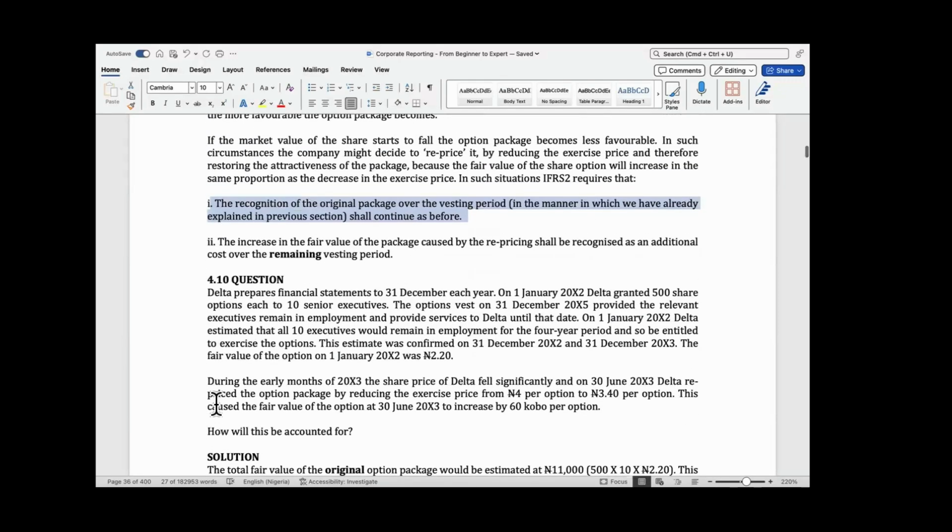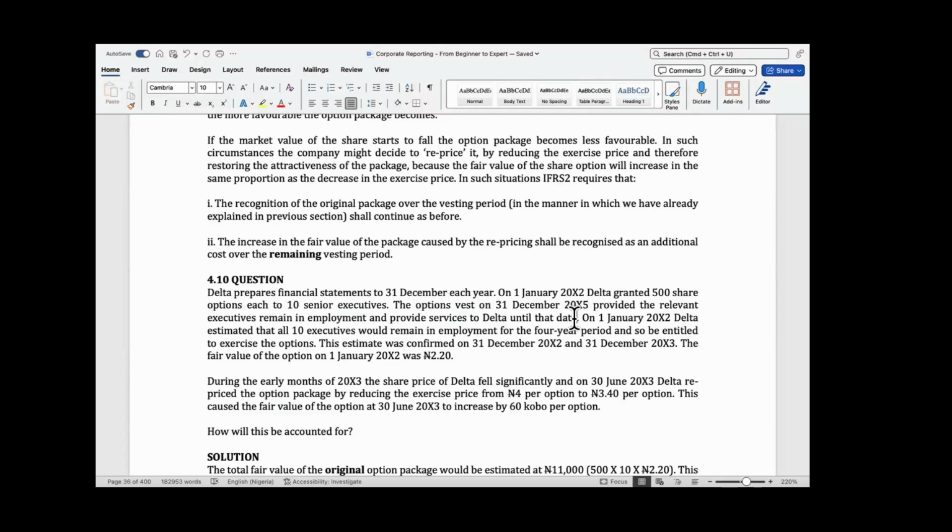So let's look at this question to practicalize what I've said so far. This question goes as thus. It said, Delta prepares financial statements to 31st December each year. On 1st January 2002, Delta granted 500 share options, each to 10 senior executives. The option vests on 31st December 2005, provided the relevant executives remain in employment and provide services to Delta until that date.